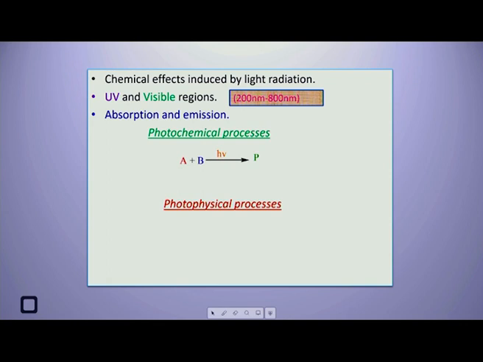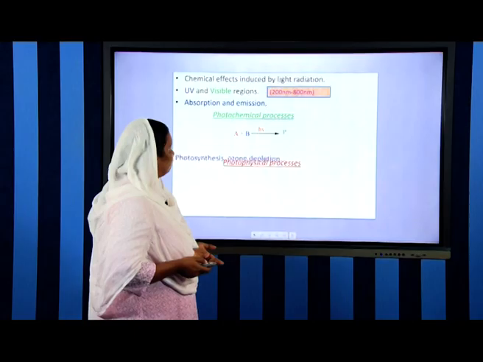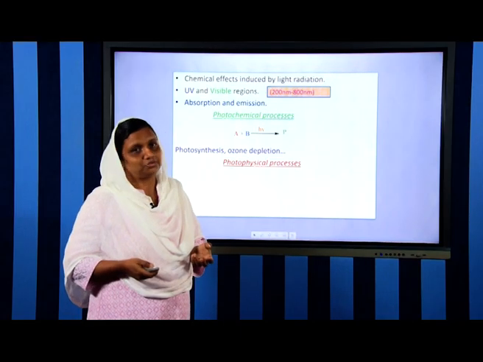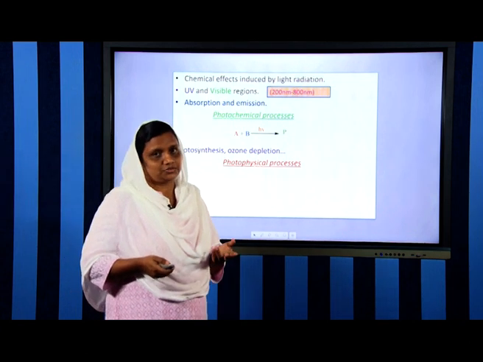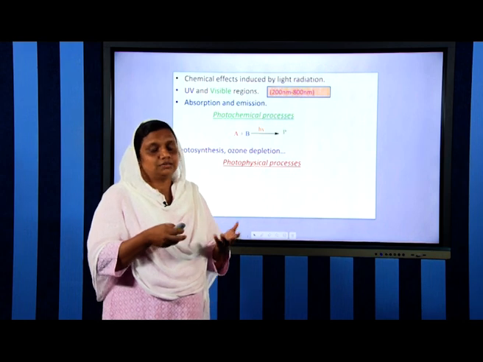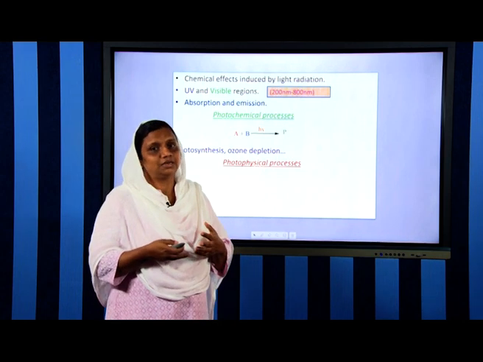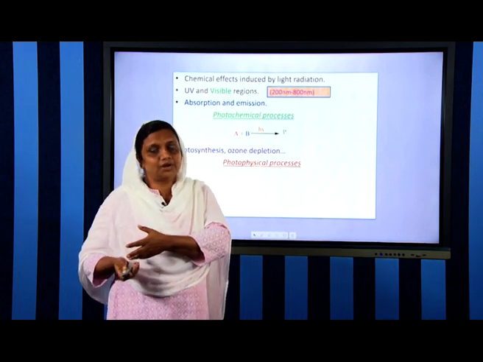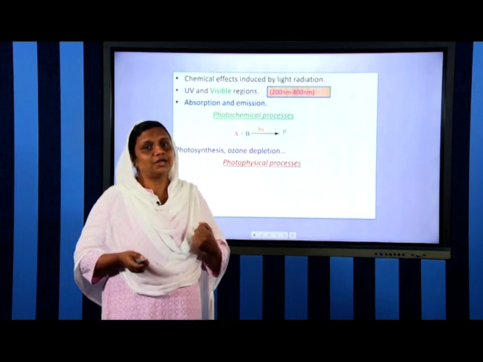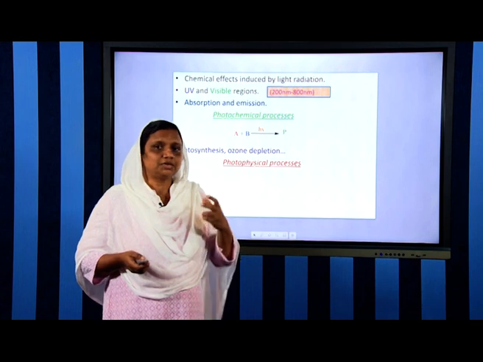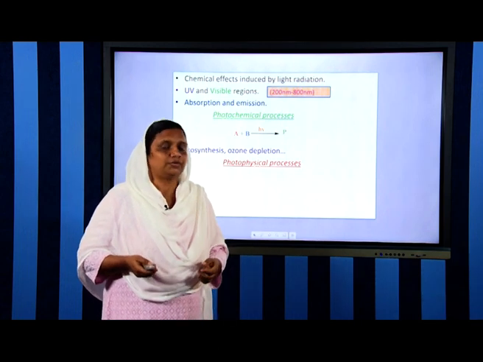Now, photosynthesis is an example of a photochemical process. Ozone depletion is an example of a photochemical process. In photosynthesis, water and carbon dioxide are converted to carbohydrate in the presence of light. So, light is absorbed and water and carbon dioxide are converted to carbohydrate.